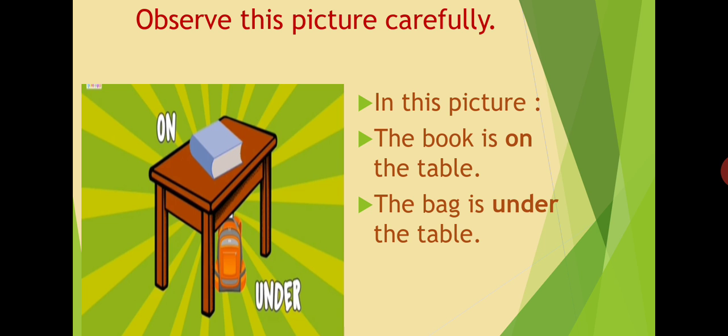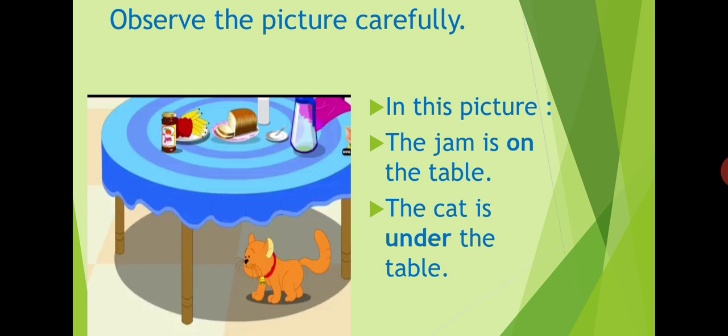I hope now you can understand what do you mean by on and what do you mean by under. On means ऊपर and under means नीचे. One more example. The jam is on the table. जैम कहाँ पर है? टेबल के ऊपर.